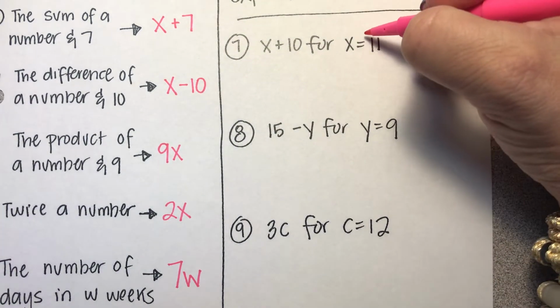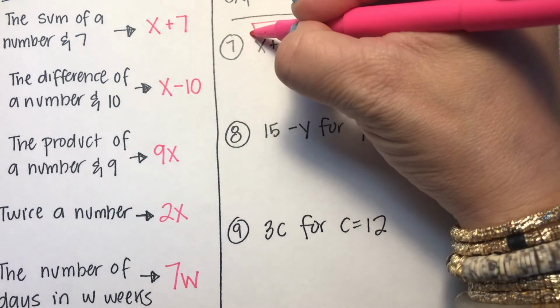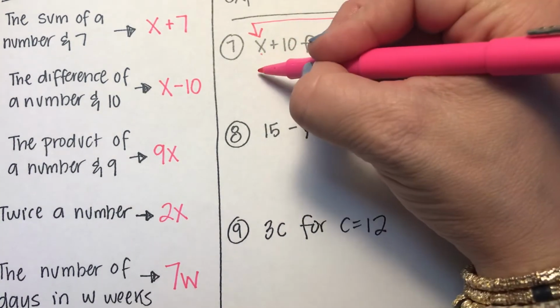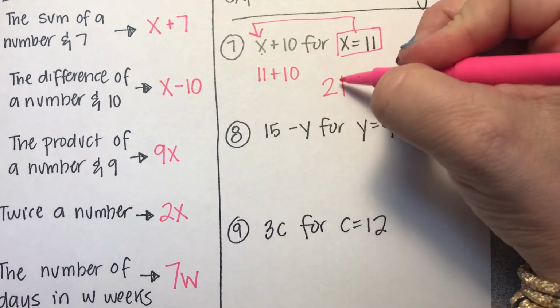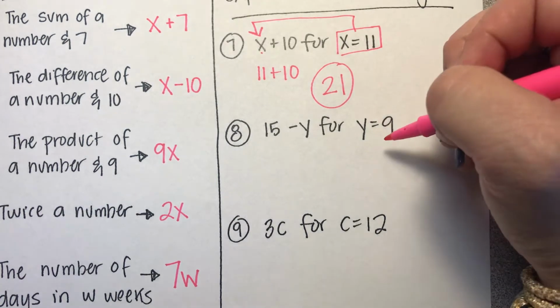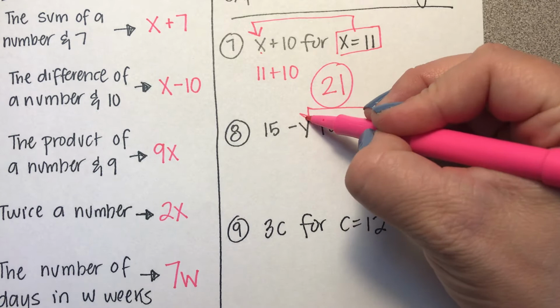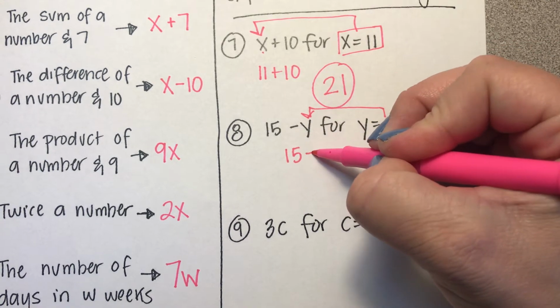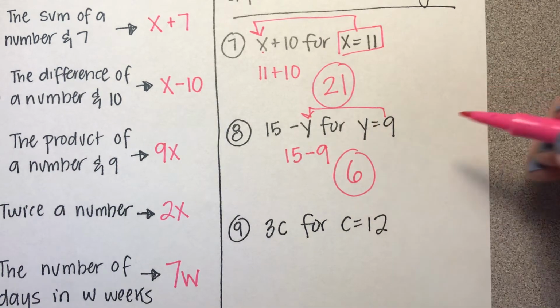Okay, so it's telling me, hey, x is equal to 11. So I'm going to put, instead of an x, an 11. 11 plus 10 is 21. On number 8, it's telling me that y is 9. So 15 minus 9 is 6.